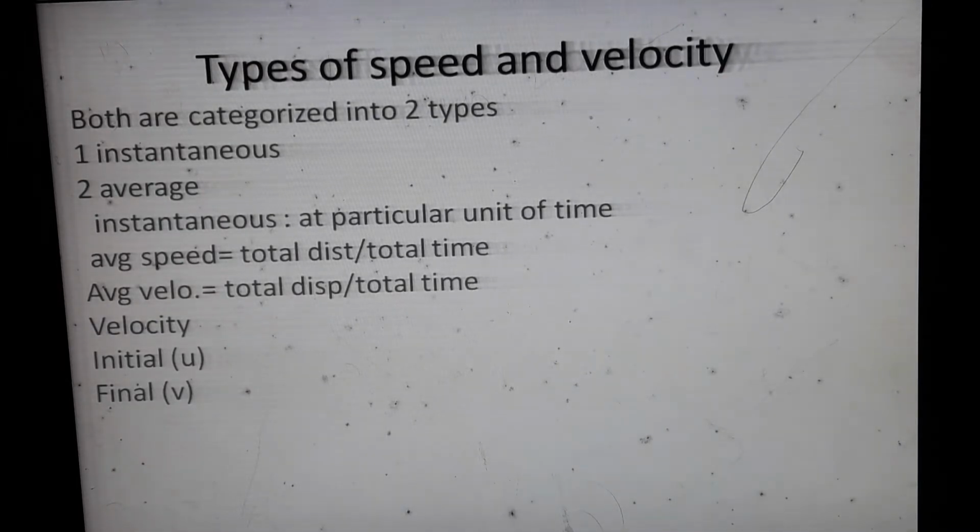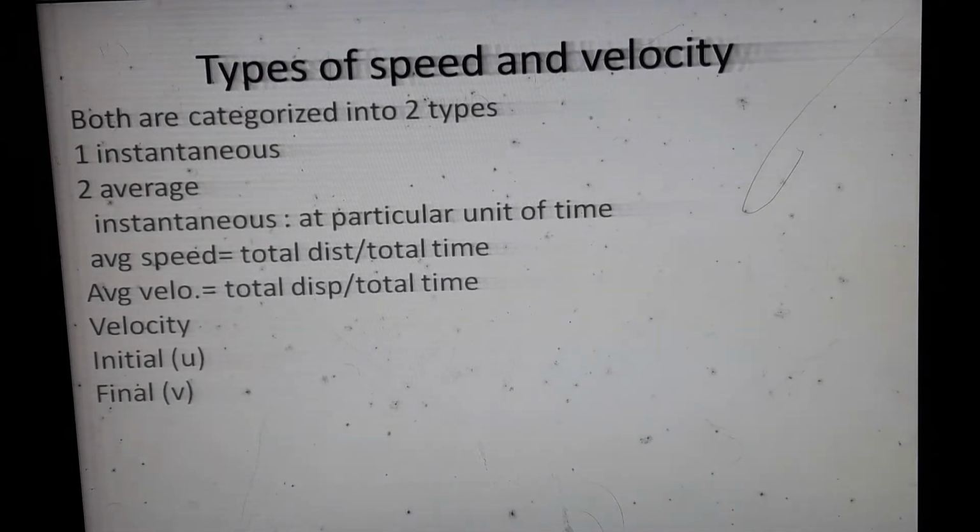So first, what do you mean by instantaneous? Instantaneous, as the name itself implies, is the speed of my car at a particular instant of time. Suppose you are moving in a car at 10 o'clock sharp, and after some 2 minutes you note the speed of your car on the speedometer.